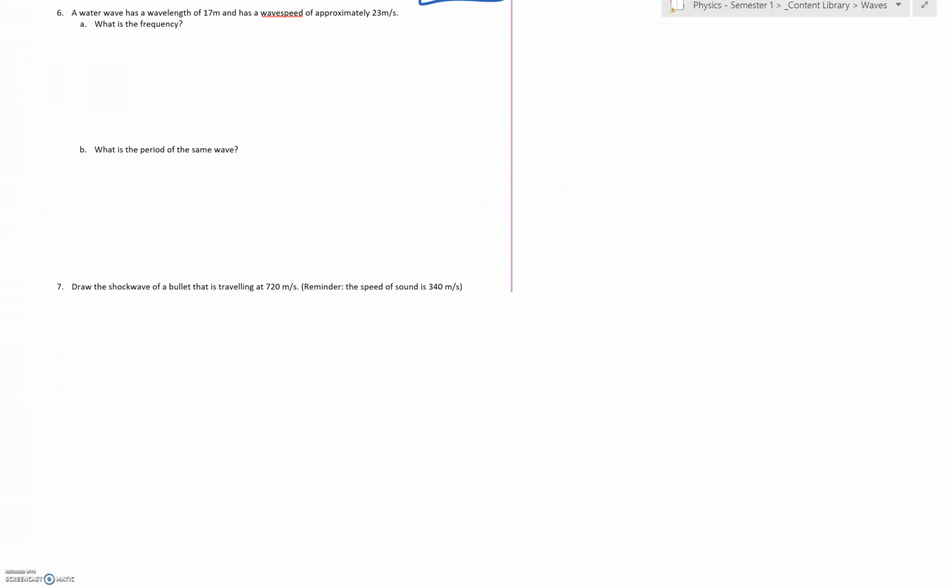Okay, everybody, we're in the home stretch here. So we have this next problem that talks about a water wave having a wavelength of 17 meters and a wave speed of about 23 meters per second. So let's do our known unknown formula table here. I feel like you all can probably guess where this is going, but I do know the wavelength and I do know the speed, but I don't know the frequency.